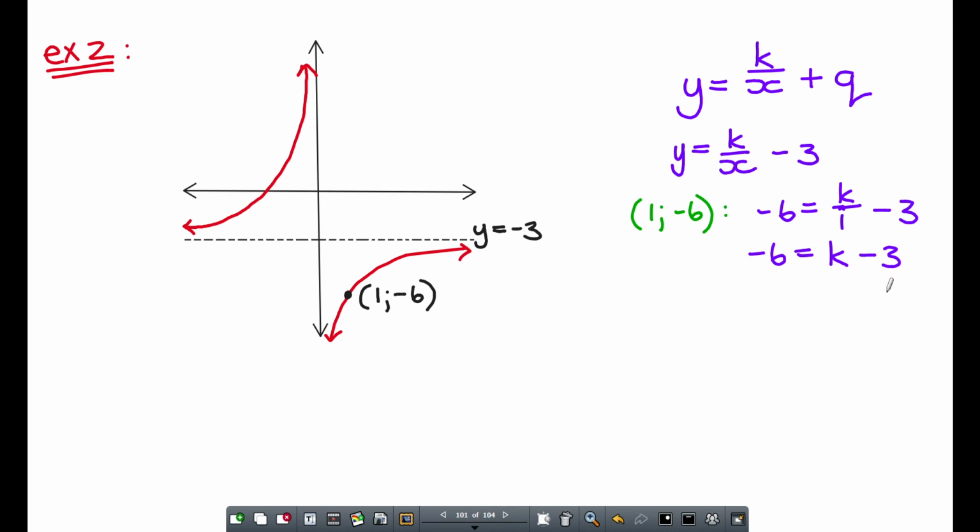Nou vat ek daai minus 3 oor en dan raak hy plus 3, nee. Which means that K will be how much? Minus 3. Right, please don't stop there. You have to give me the full equation right at the end. So my equation would be Y is equal to, and instead of K, I say minus 3, and then over X, en dan my asymptoot was mos minus 3.